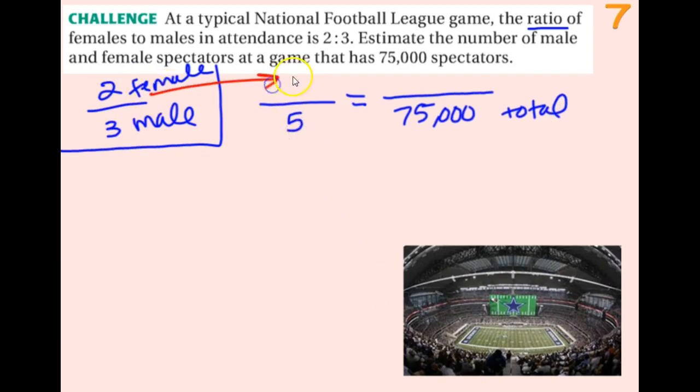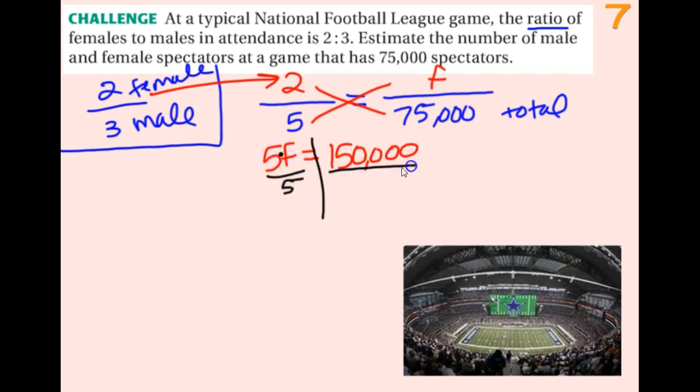So I'm going to figure out the females first. 2. So I'm going to use the letter F for female. So let's cross multiply. 5 times F is 5F. 75,000 times 2 gives us 150,000. And then this is multiply. The opposite of multiplying is divide. So the number of females is going to be 30,000.